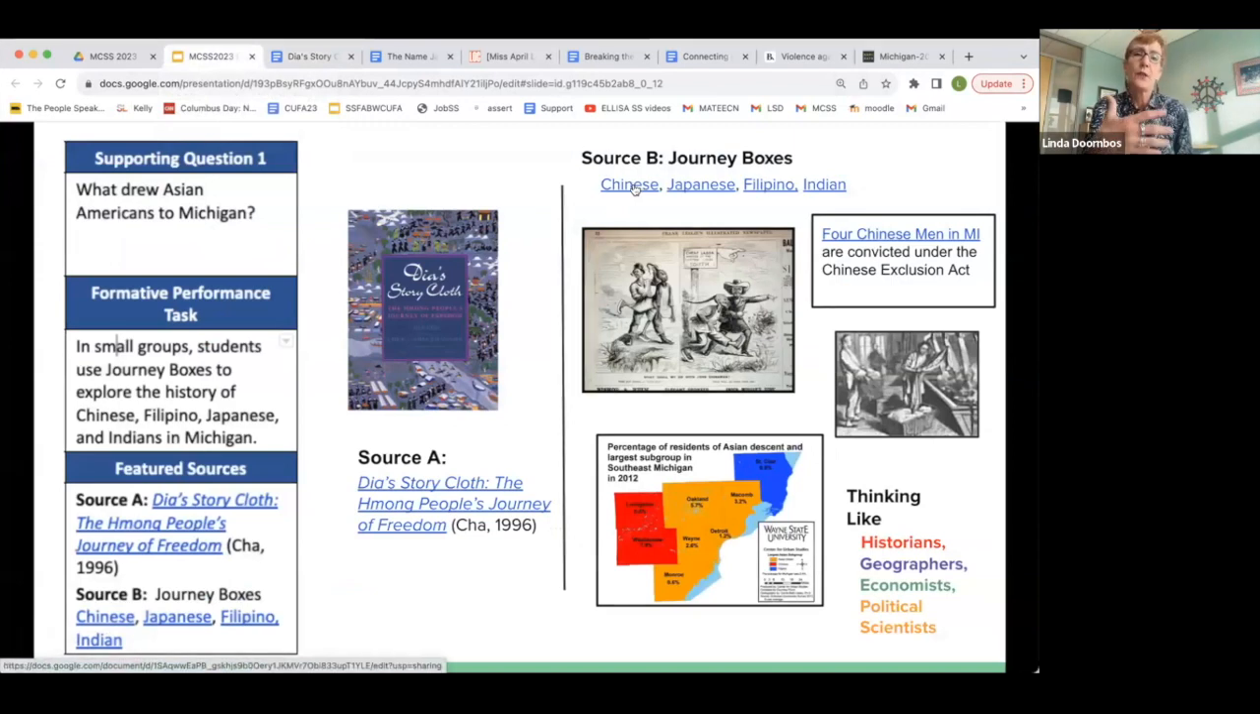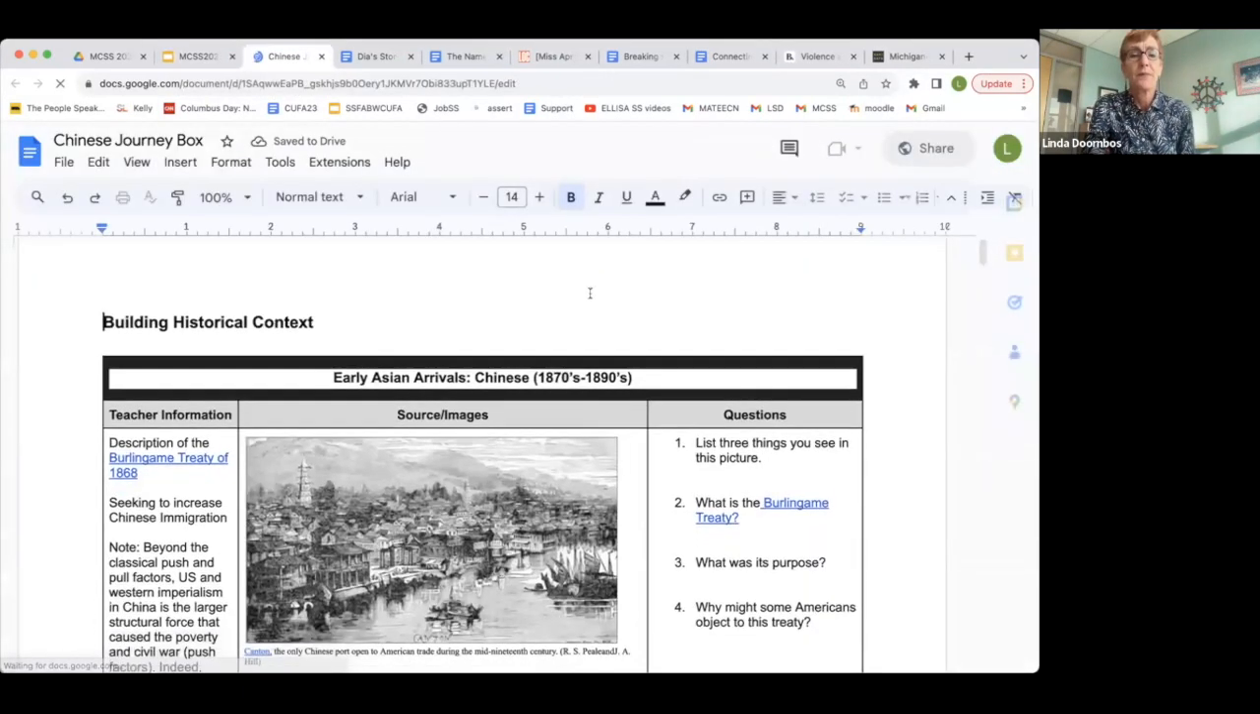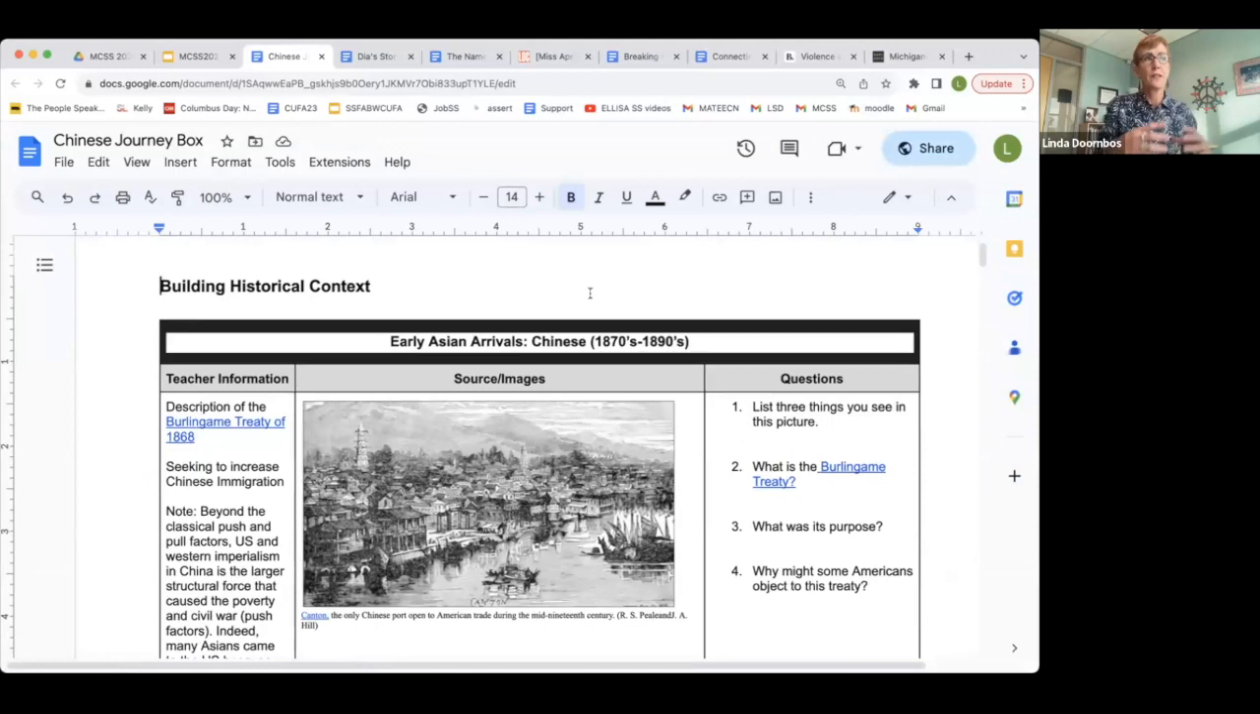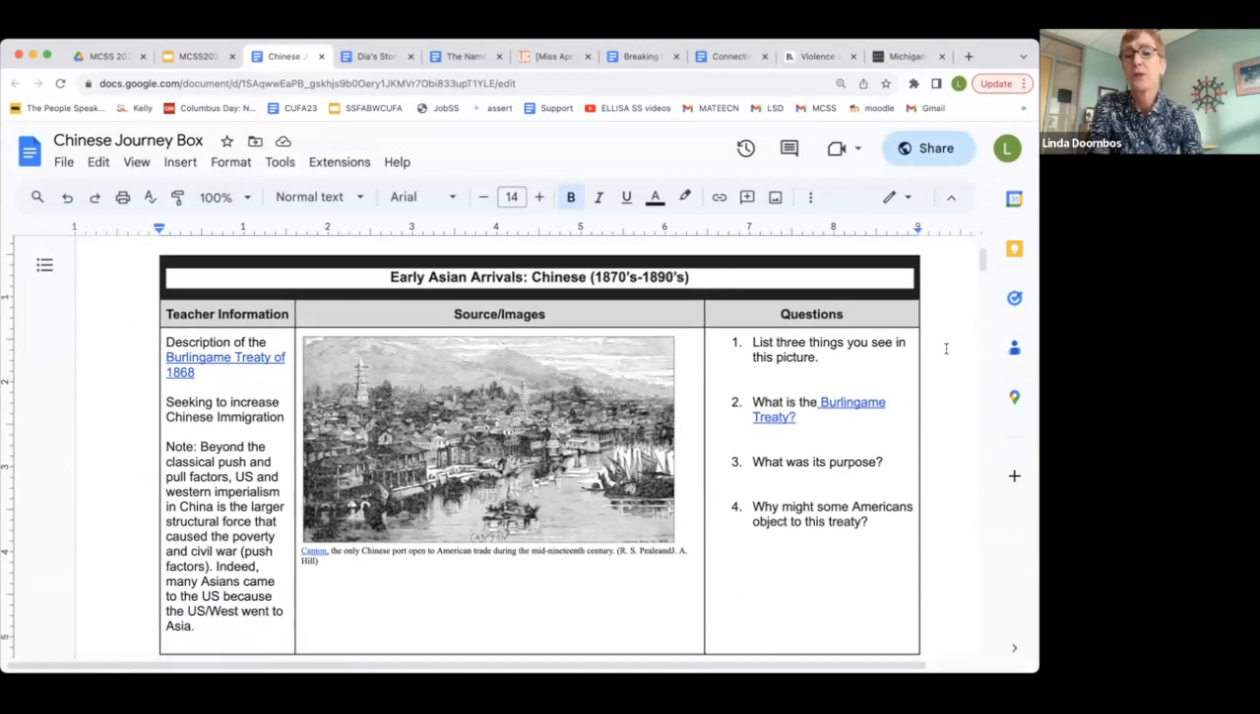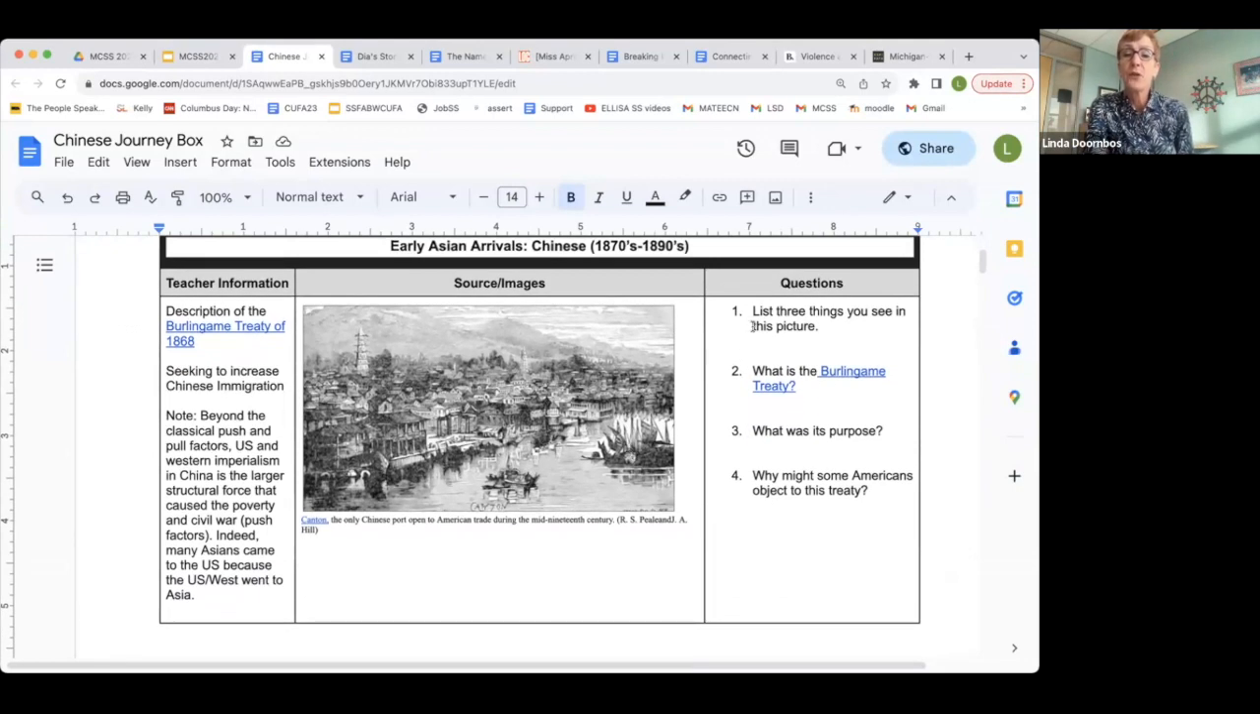And I created these so that they're accessible online. But so for example, I always try to first build the historical context of this group in Asia, and then slowly bring it to how did they come to Michigan. And so each of these primary documents or secondary sources has questions to go along with it. And it could be teacher guided, it could be students doing it on their own. There's links to more information, and usually 3 or 4 questions.